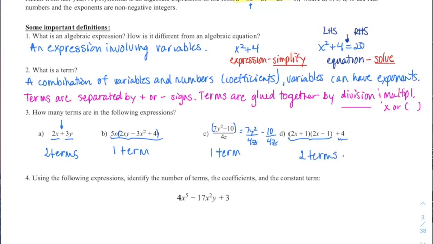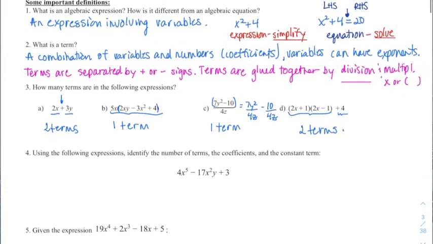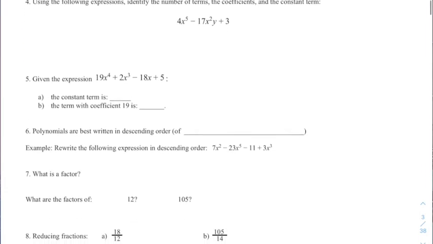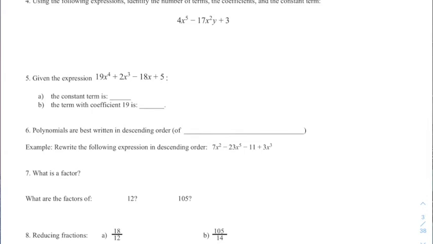Okay, so number 4, just dealing with some definitions. Okay, so I've asked us here to identify the number of terms. So the number of terms here is 3. Okay, we've got 1, 2, 3. Now it's asking us what the coefficients are. So we haven't really said this yet, but the coefficient is always the number in front of or multiplying the variable.